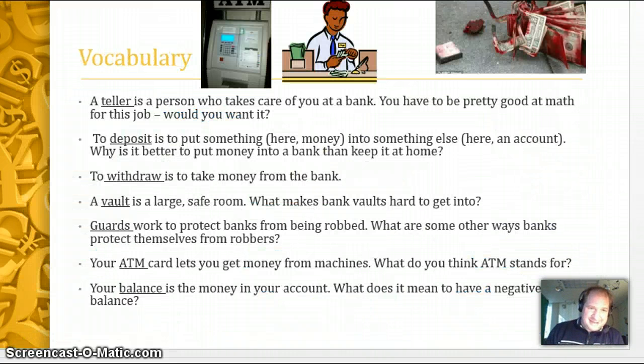Let's look at some questions here from the live class. The teller takes care of you. It doesn't always look like a great job, but if you want to own a bank, it's a good place to start. Deposit, you put money in.